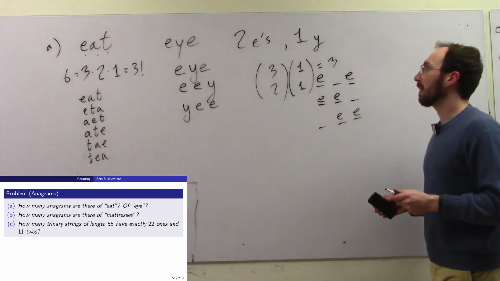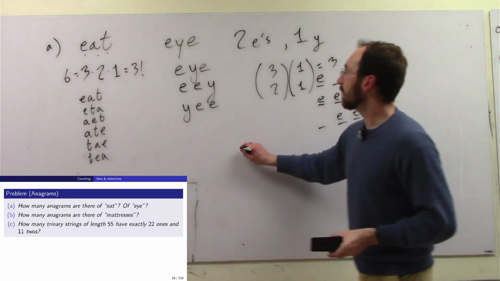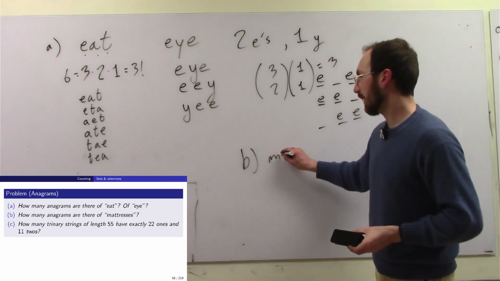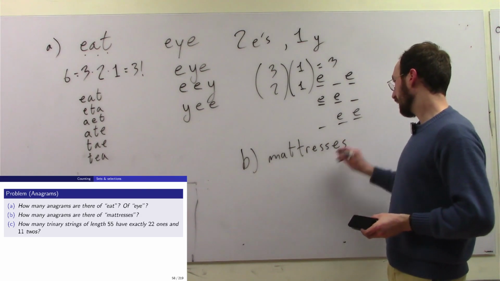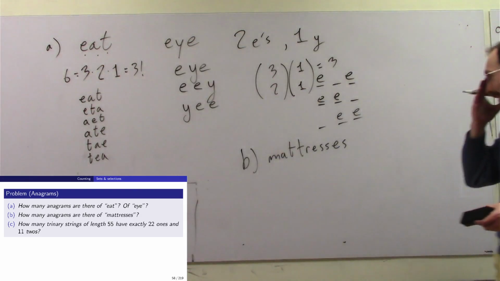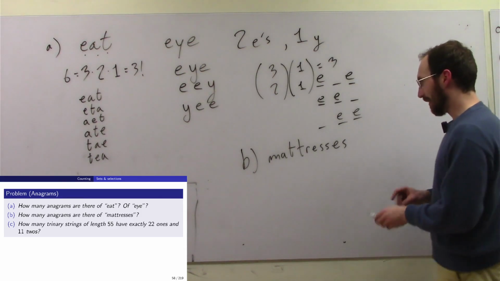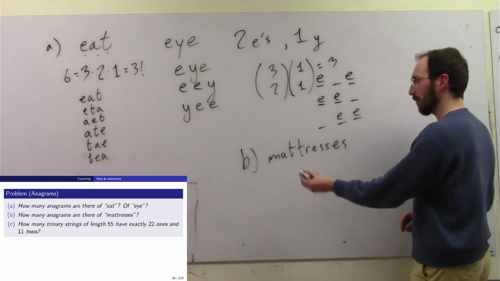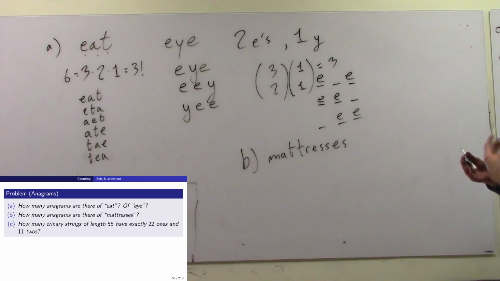Let's do something cool. How about, and I have space for it, let's look at "matrices". Did I spell that right? Yes, okay. So what's happening with matrices here? We have a bunch of letters that are duplicated here.